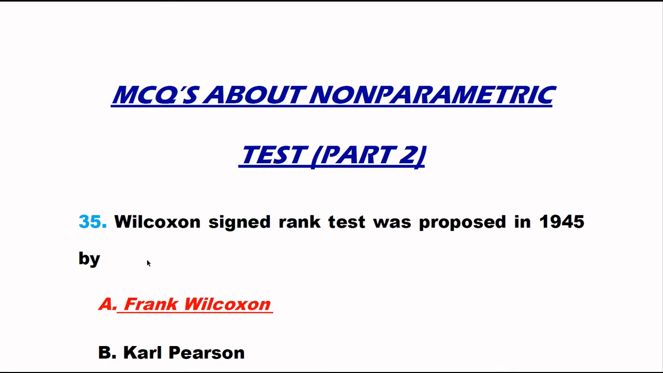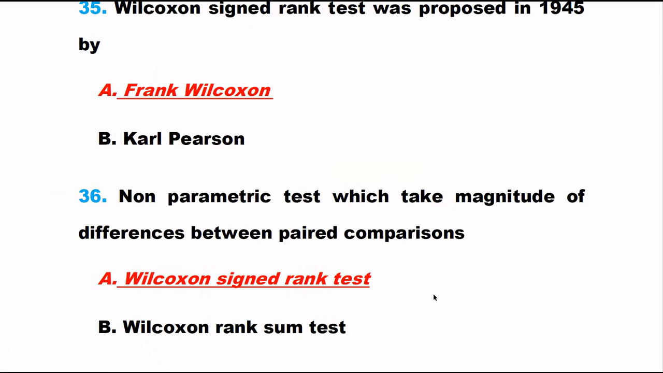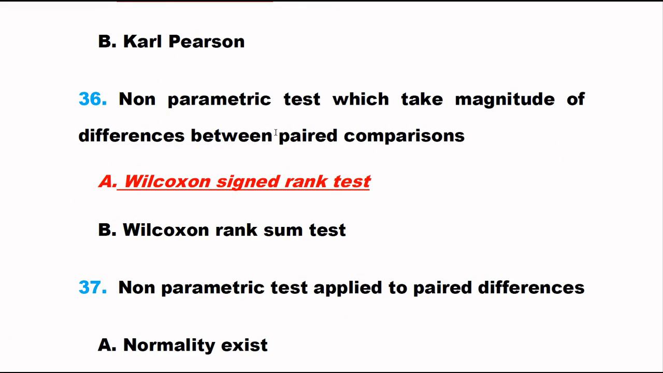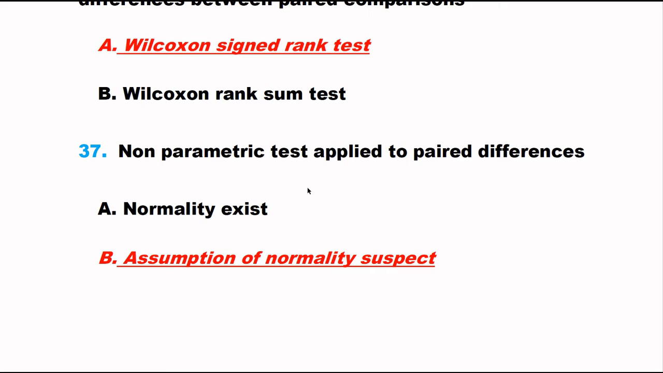Wilcoxon signed rank test was proposed in 1945 by Frank Wilcoxon. It is a non-parametric test which takes the magnitude of difference between paired comparisons. Wilcoxon signed rank test is used to calculate the magnitude of difference between paired comparisons. It is a non-parametric test applied to paired differences.